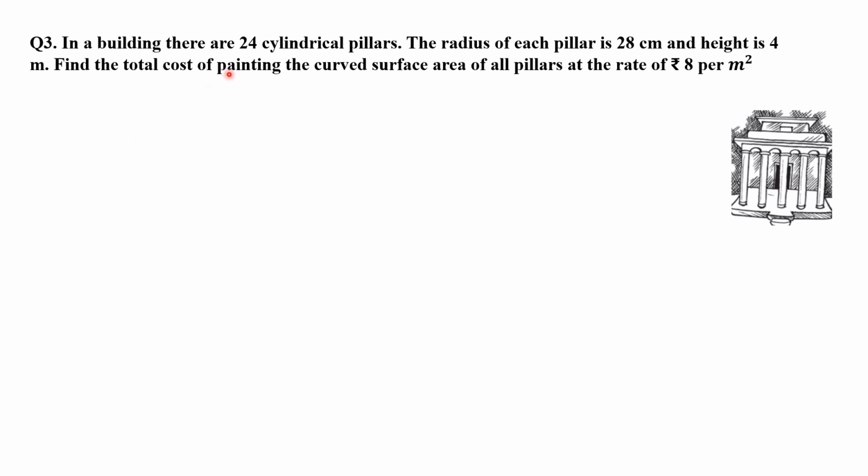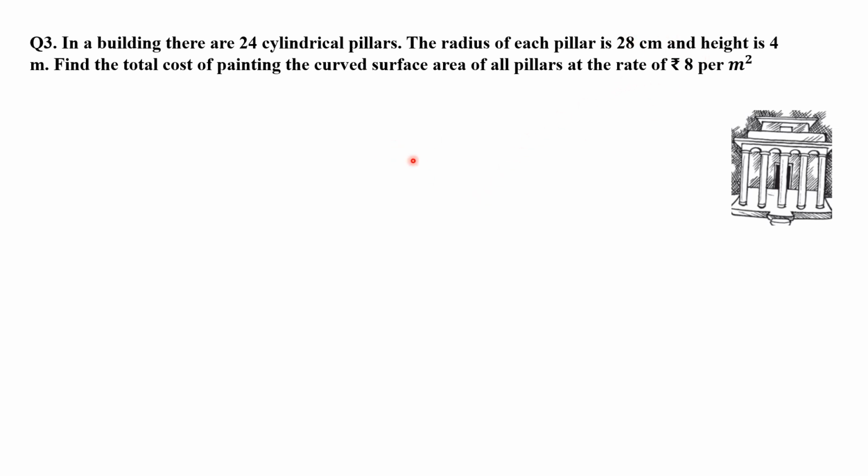In a building, there are 24 cylindrical pillars. The radius of each pillar is 28 centimeter and height is 4 meter. Find the total cost of painting the curved surface area of all pillars at the rate of 8 rupees per meter square. So in the question, radius is given in centimeter, but height is in meter and cost is also given per meter square. So better to convert radius also in meter.